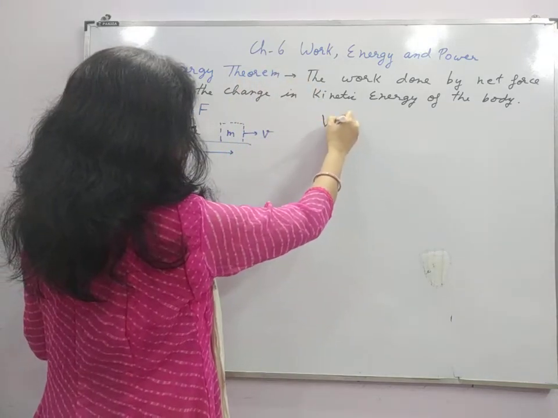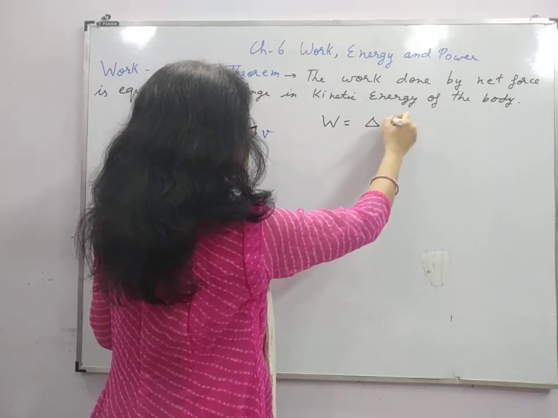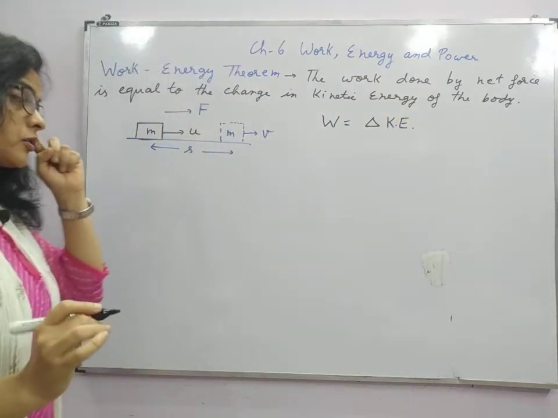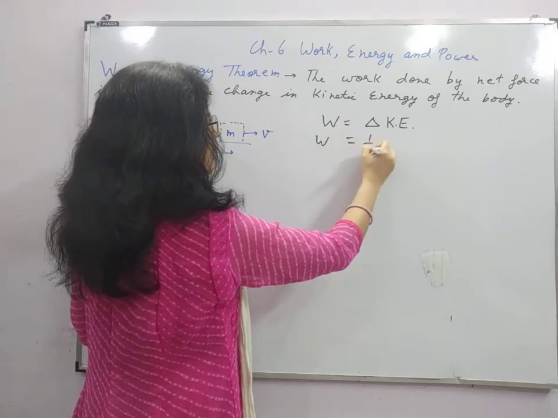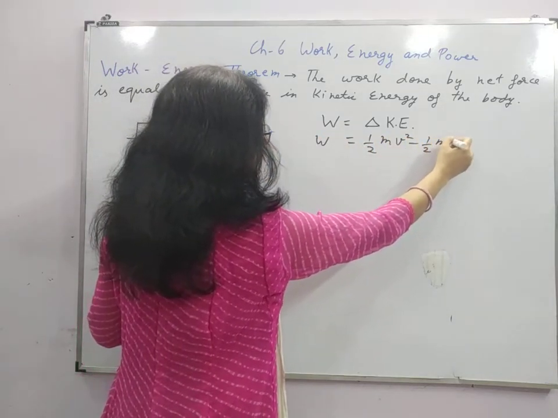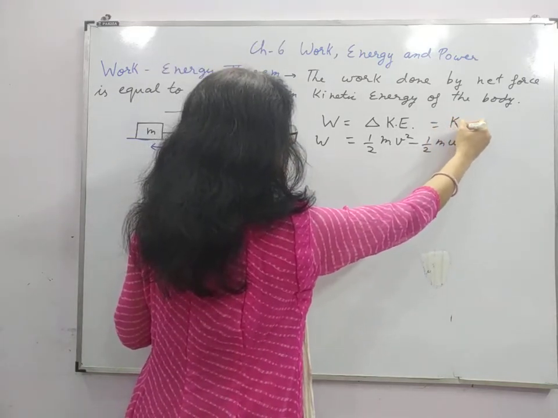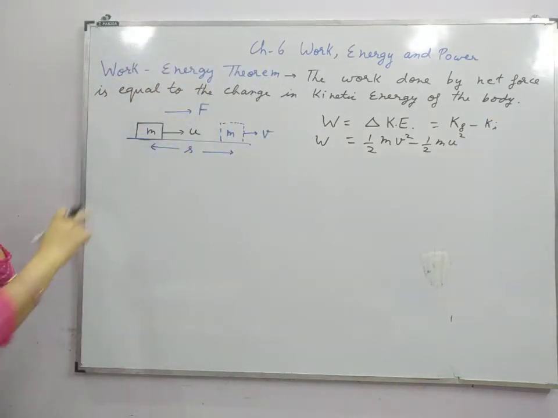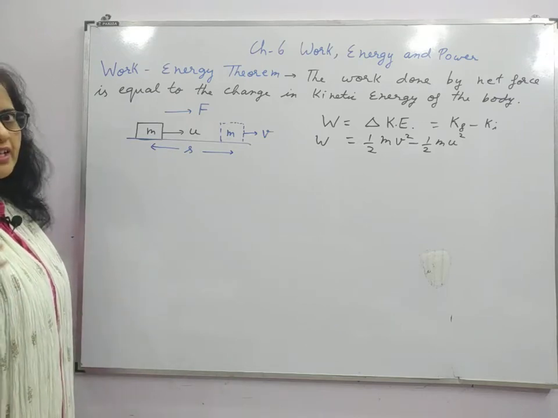So work done by net force is equal to the change in kinetic energy. So how do we write this? This is equal to half m v square minus half m u square. This can be written as final kinetic energy minus initial kinetic energy. So we can derive this formula for constant force and variable force.